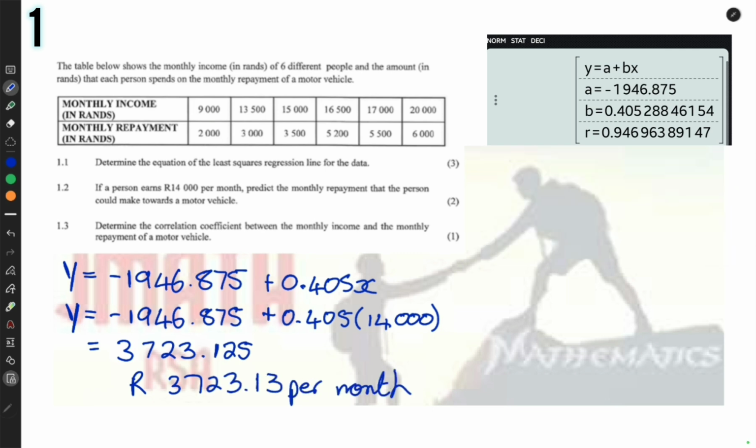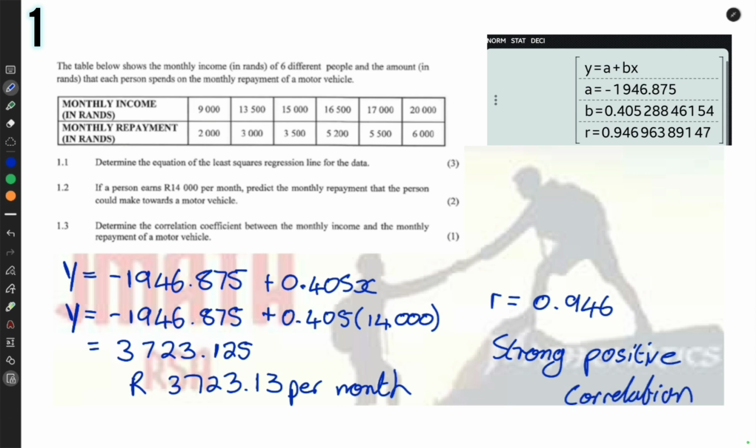Determine the correlation coefficient between the monthly income and the monthly repayments of the motor vehicle. And I'm going to add a part to this question that says, and give a comment. You can see on the list that R is equal to 0.946. If I go to that table on the front page of this video, I can see this is a strong positive correlation. What this means is that there's a very strong correlation.